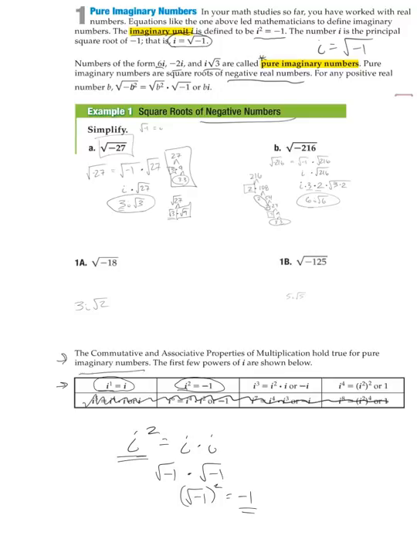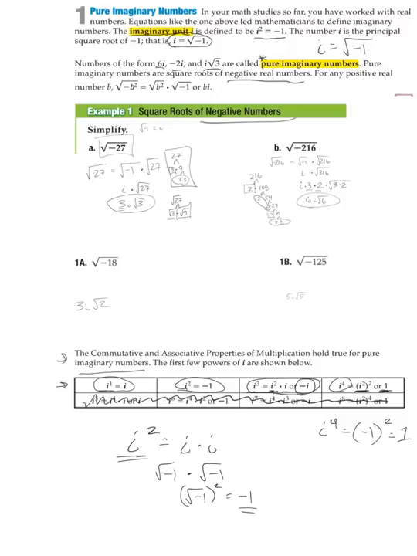So then it would stand that i cubed is i squared, which we just talked about was negative 1, times i. So i cubed simplifies to negative i. Guys, i to the power of 4 is just equal to 1. It is i squared, which is negative 1, to the power of 2. So that is why i to the power of 4 is just positive 1.